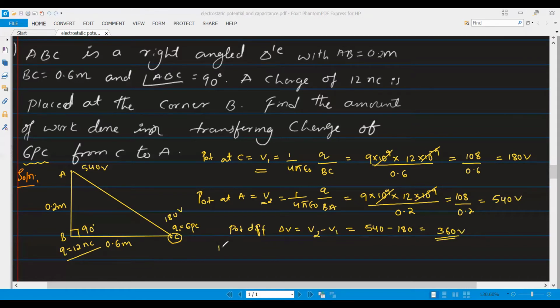Now they have asked us to calculate the work done. So work done is equal to potential difference into charge. Therefore, potential difference is 360 into the charge to be transferred, which is 6 picocoulomb, that is 6 into 10 to the power of minus 12. Okay, so if you calculate this, 6 into 360 is going to stand for 2160 into 10 to the power of minus 12 joule. So this is the final answer. Okay, I hope you understood this problem. Let us go for the next one.